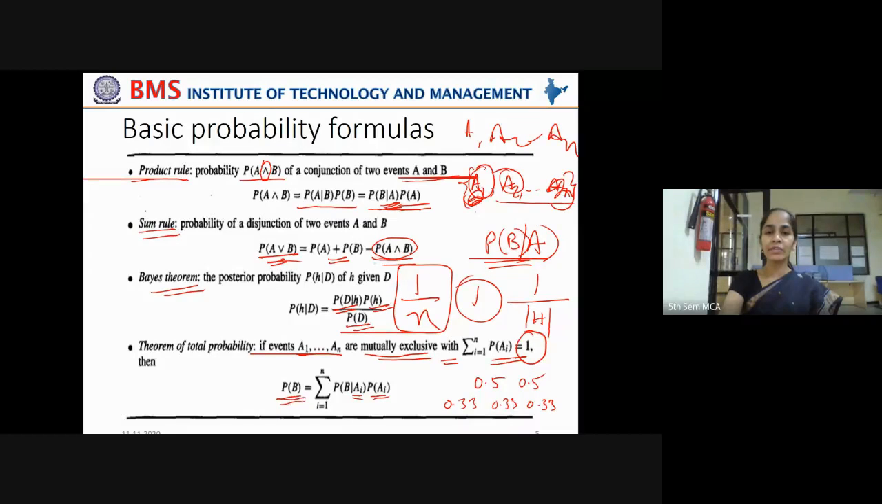Now, how is it represented in terms of this mathematical formula? Probability of an event B can be represented as, again using Bayes' theorem, probability of B given any event that happened, multiplied by probability of Ai, the probability of that event happening. That is nothing but P of B, because this and this will cancel. If that occurred, the other events don't occur. So it is the same as probability of B.